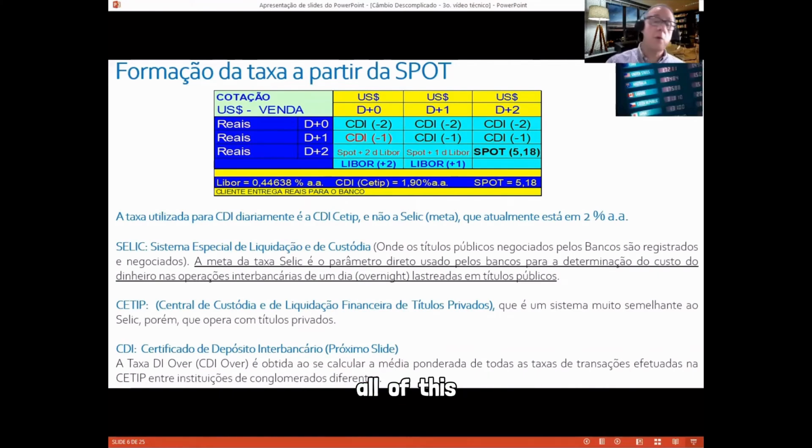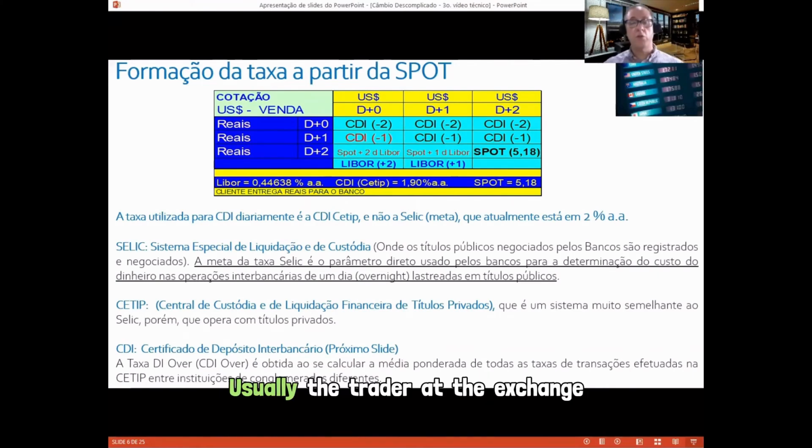Marcelo, do I need to know all of this? No, not this part. Usually the trader at the exchange desk or the brokerage knows this. He's the one who will give you a price. Now, what price is he going to give you for the dollar? Is it this one here in this example, 5.18? No, he starts from this price to add the bank's or financial institution's profit, whether it's for buying or selling. But he has to adjust this from the moment you decide to do something different from D2 and D2.